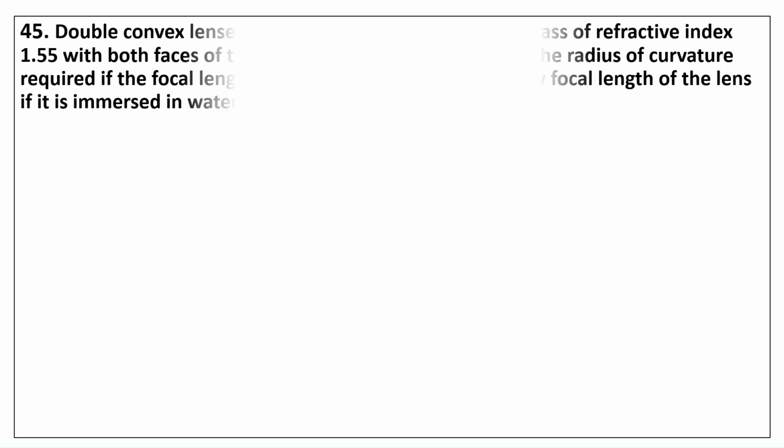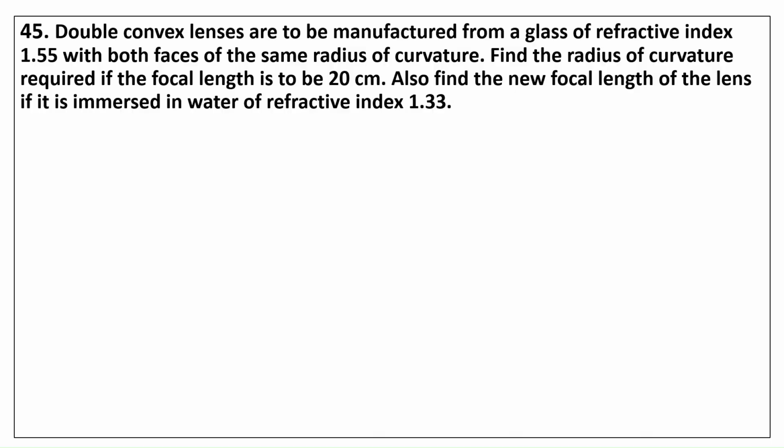Next, 45. Double convex lenses are to be manufactured from a glass of refractive index 1.55 with both faces of the same radius of curvature. Find the radius of curvature required if the focal length is to be 20 cm. Also find the new focal length of the lens if it is immersed in water of refractive index 1.33. Answer.